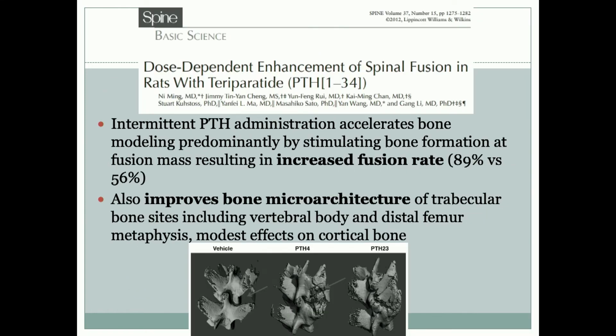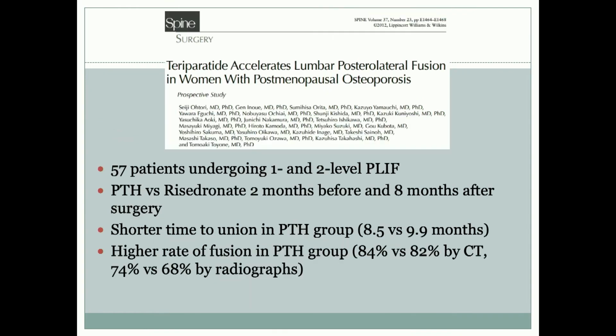So again, constant exposure has a catabolic effect, but when you intermittently administer it and in a dose-dependent way, these authors found an accelerated rate of bone fusion, 89% versus 50%, and also improvements in the microarchitecture, primarily of trabecular bone. So that's important because that's the vertebral body and the distal femur metaphysis, and more modest effects on cortical bone.